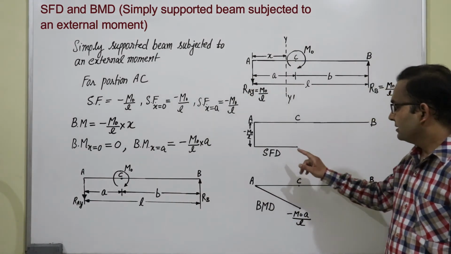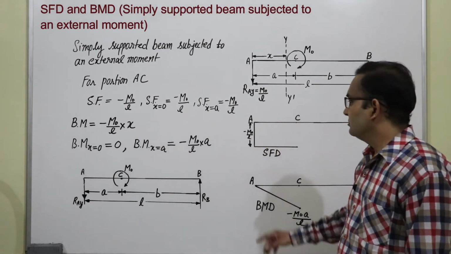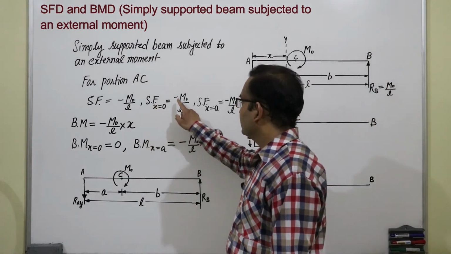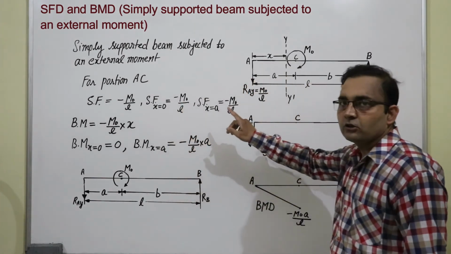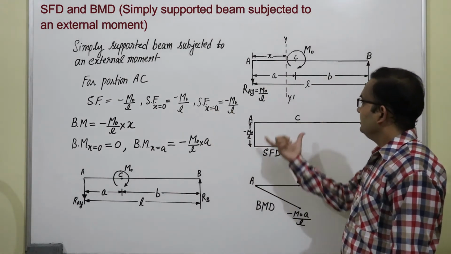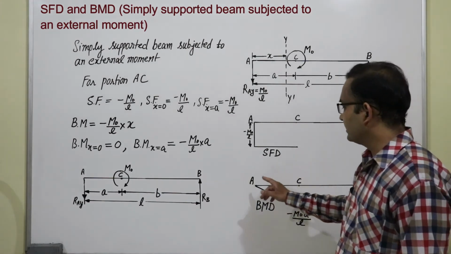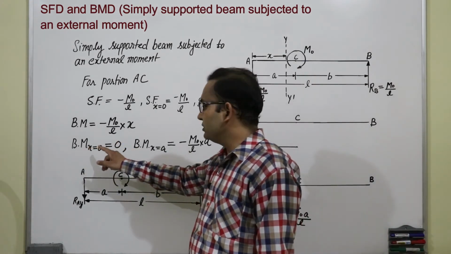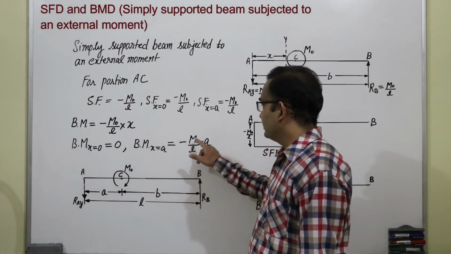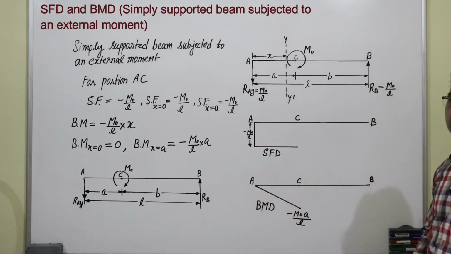This is SFD and BMD for portion AC. At point A, shear force is minus m0 by L. At point A or at x equal to 0, force is minus m0 by L, and it is constant at x equal to A. This is x equal to A, it is constant. This is BMD, bending moment at x equal to 0. Bending moment at x equal to 0 is 0, so it is 0, and at x equal to A, minus m0 A upon L.